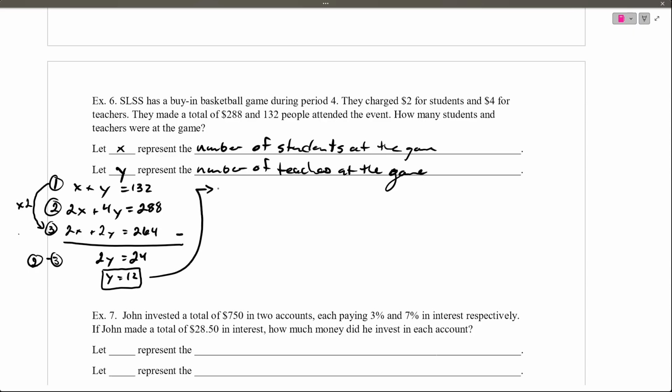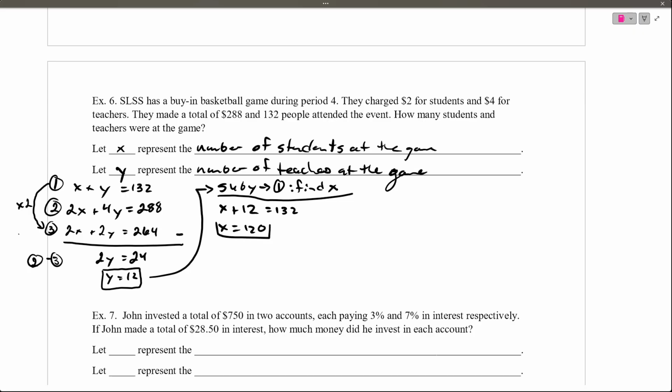Let's go get x. We're going to substitute our y into equation 1 because it's the easiest, and we're going to find x. I know my x's sometimes look like y. Sorry about that. So x plus y, which is 12, equals 132. So when we subtract 12 from 132, we end up with 120.